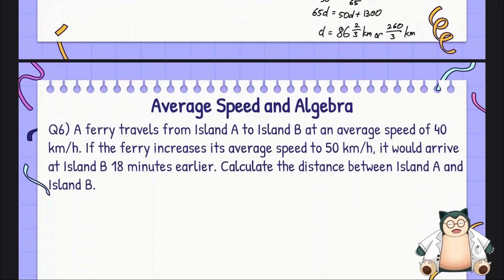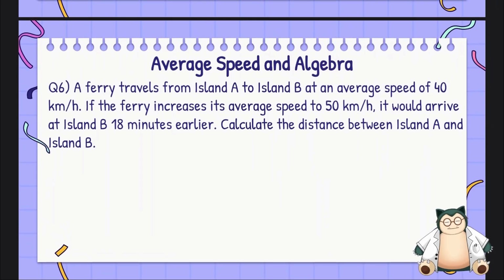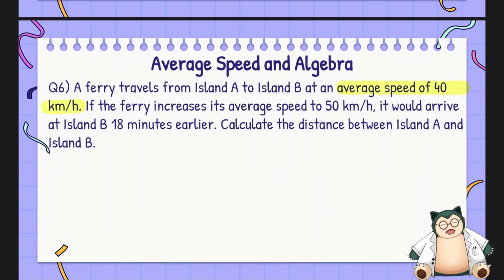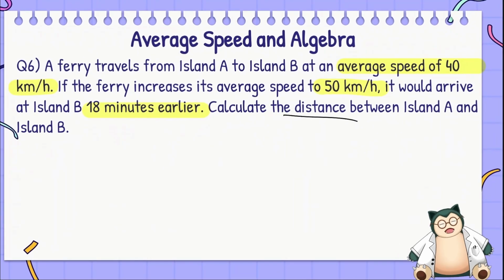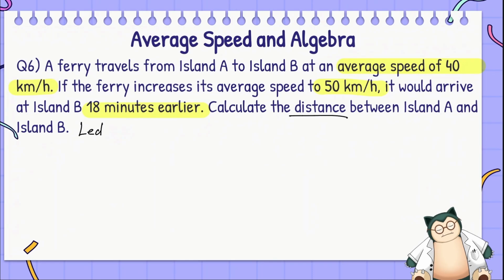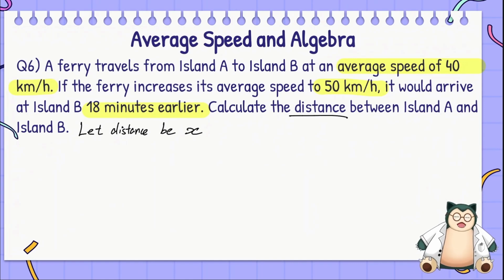Now, if not too sure, let's try a similar question. So a ferry travels from island A to island B at an average speed of 40 km per hour. And if the ferry increases its speed to 50 km per hour, it will arrive 18 minutes earlier. Calculate the distance. Okay, so same thing. The distance, we let it be some unknown. Let the distance be, okay, in this case let's use x, since we're more familiar with x.